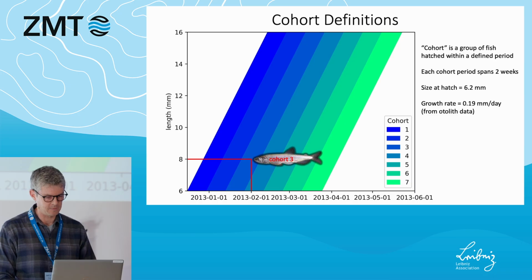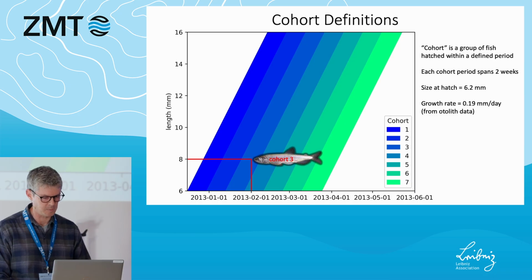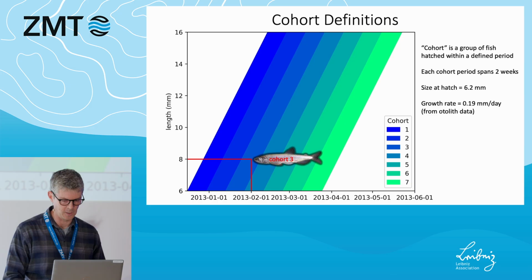And from that, we can get the size at hatch, which is about 6.2 millimeters, and a growth rate of 0.19 millimeters per day. So based on the length, say if they caught an 8 millimeter fish, you could trace back when it hatched. If caught on a certain day, you can trace back which cohort it would belong to. And so that's how we do that.